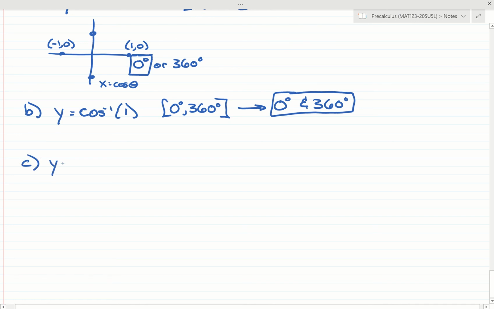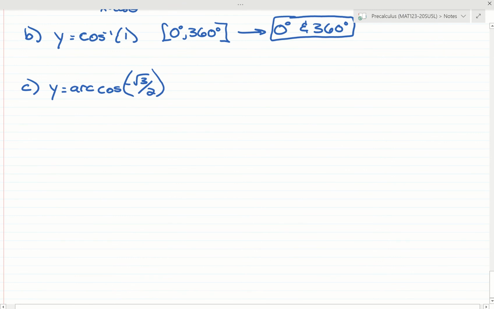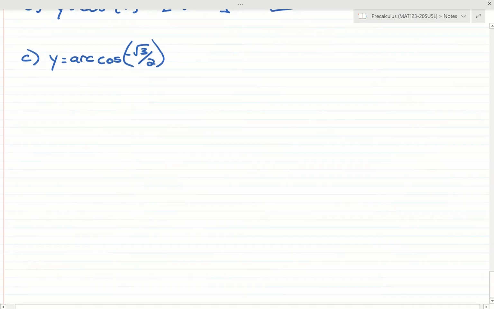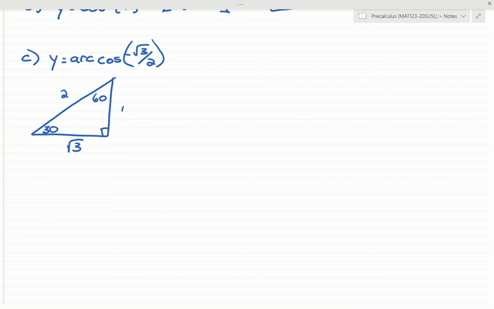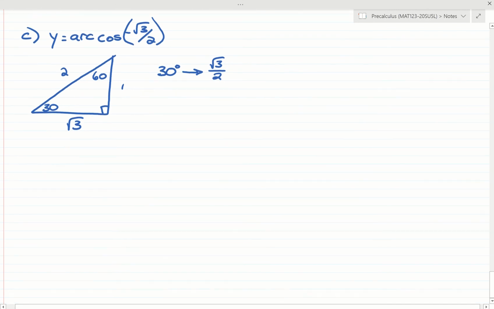What if I ask you y is equal to the arc cosine of -√3/2? Well, the first thing we have to do is talk about when is cosine √3/2. And I know that comes from a special triangle with 30, 60, and 90. So 1, 2, and √3. And it looks like the cosine of 30 degrees would give us a cosine of √3/2. Problem is it has to be negative. So let's go draw it out and see if we can figure this out here.